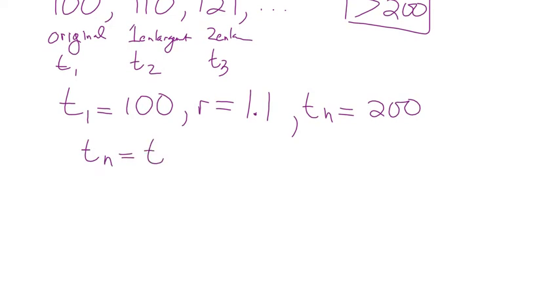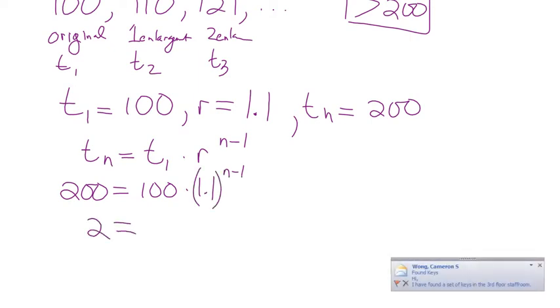Formula: T sub n is T1 times R to the n minus 1. 200 is 100 times R, sorry, we know R, 1.1, to the n minus 1. Divide both sides by 100.